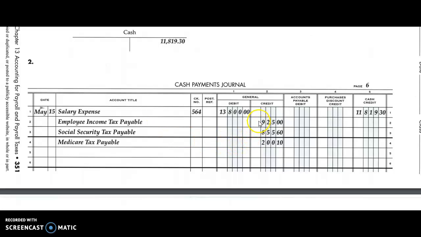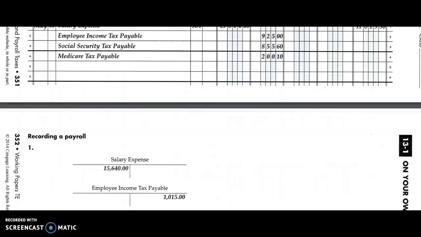Then we are crediting income tax payable, Social Security tax payable, Medicare tax payable, plus the amount of the net payroll as your cash credit. And that's how you journalize your cash payments journal. That's what we did in Working Together 1.